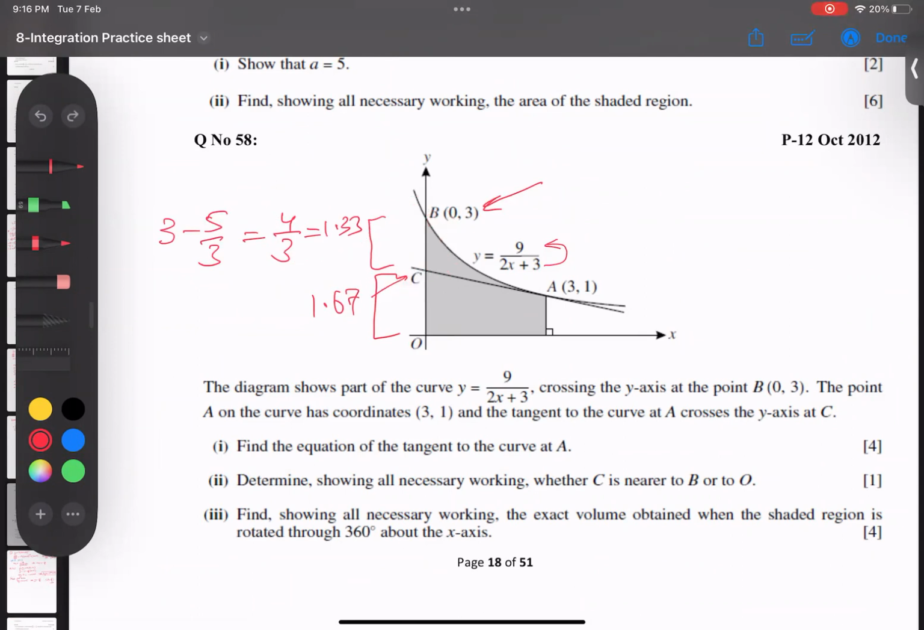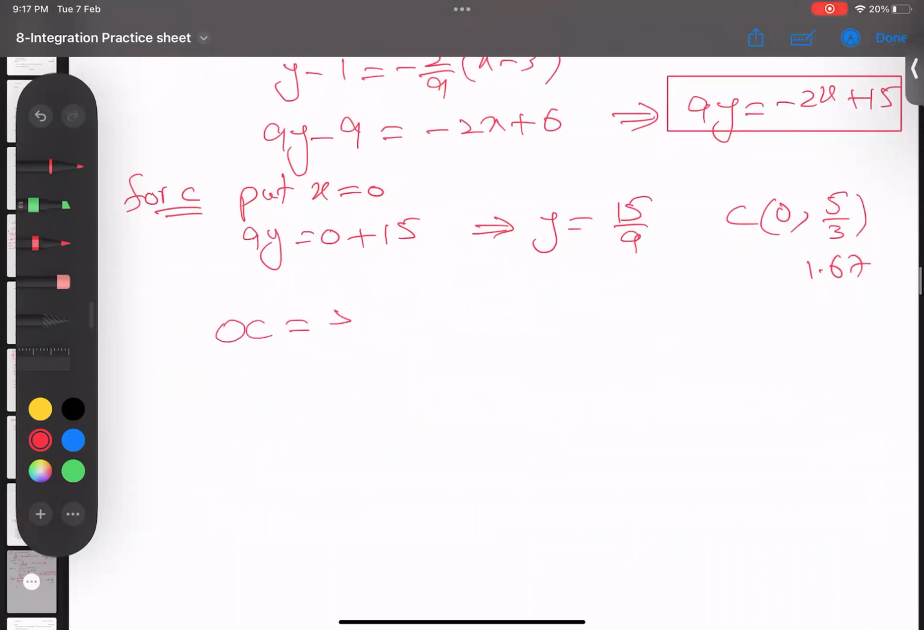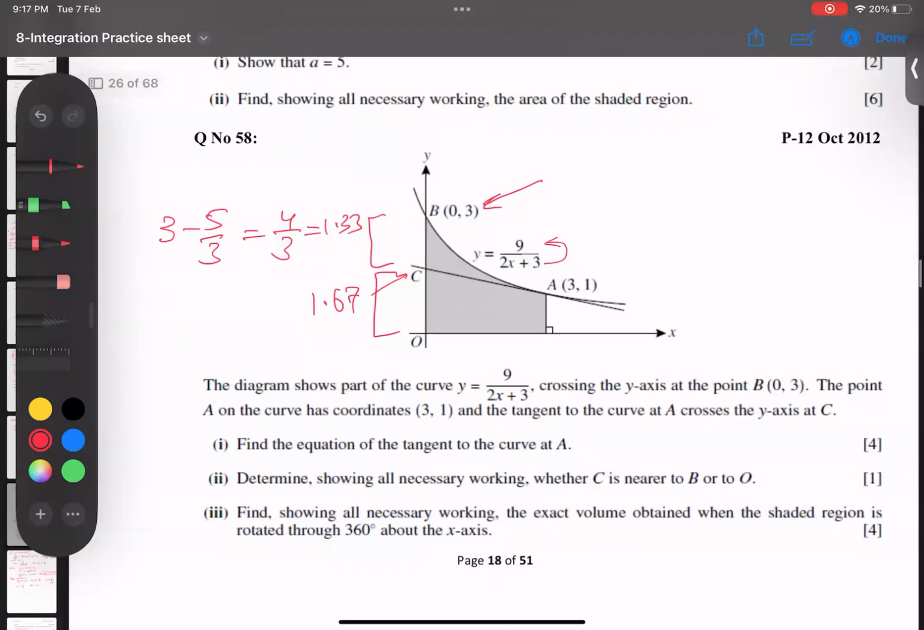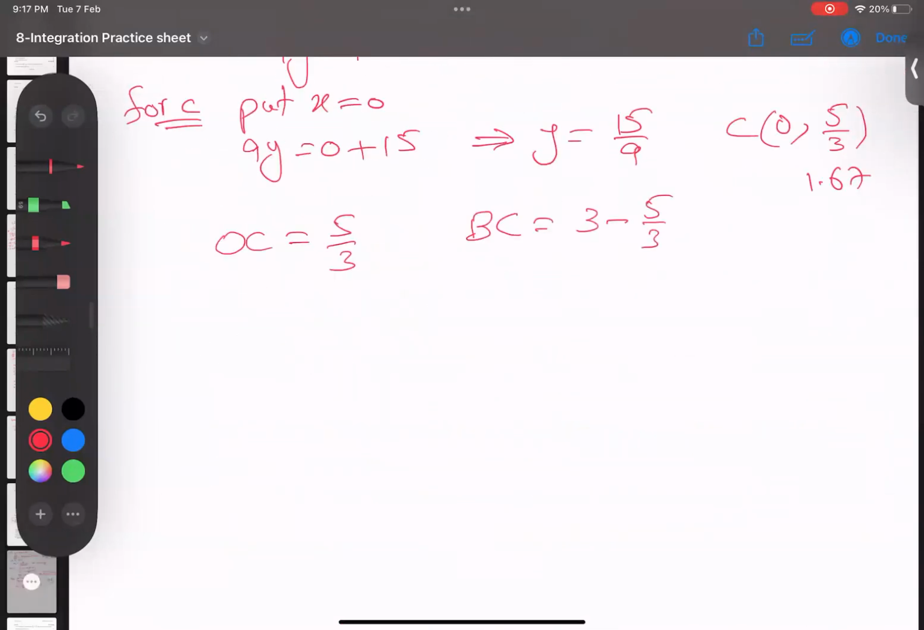1.33. You can see that above, the upper distance is smaller and below, the distance is bigger. So I can say from here, C is closer to B, nearer to B as compared to O. He's asking if C is near to B. So the distance of OC is 5 by 3, and the distance of BC is 3 minus 5 by 3. So I'm finding 3 minus 5 over 3, and this answer comes to 4 over 3.